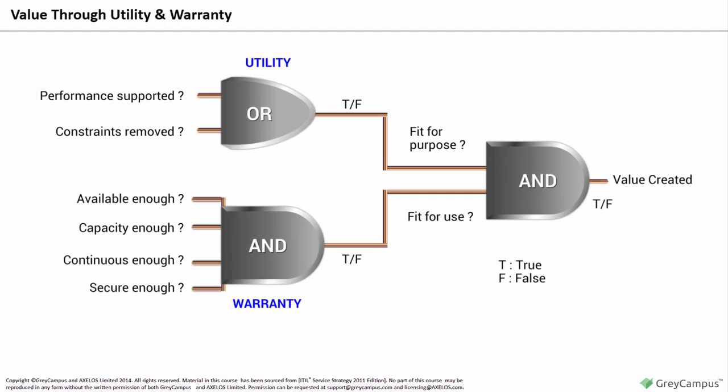From the customer's perspective, value consists of achieving business objectives. The value of a service is created by combining two primary elements: utility, fit for purpose, and warranty, fit for use. These two elements work together to achieve the desired outcomes upon which the customer and the business base their perceptions of a service. Utility is what the service does, and warranty is how it's delivered. The figure shows the logic that a service has to have both utility and warranty to create value.